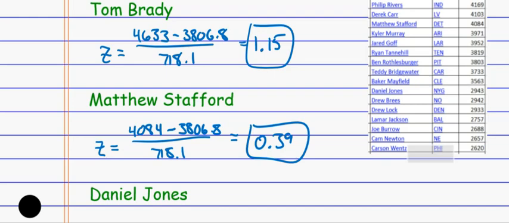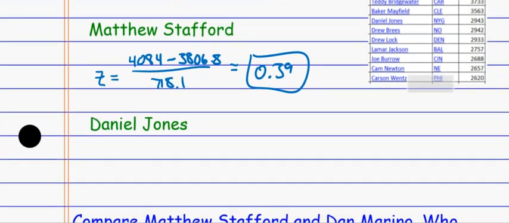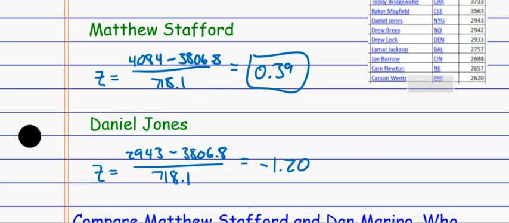mean value, okay? And then once again, since I'm a Giants fan, we'll calculate Daniel Jones, the Giants quarterback who's on this list. 2943 for him, minus the mean, divided by the standard deviation. And once again, I hit the buttons on my calculator and I get a negative 1.20. So it means that Daniel Jones was 1.2 standard deviations below the mean, okay?